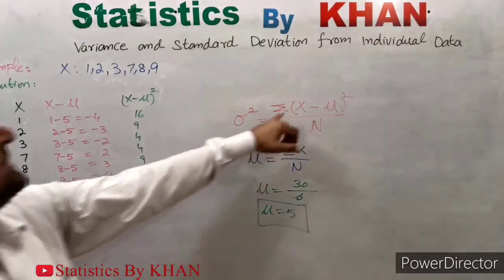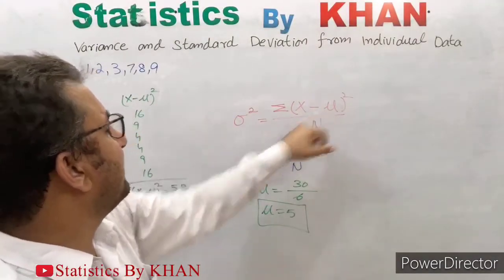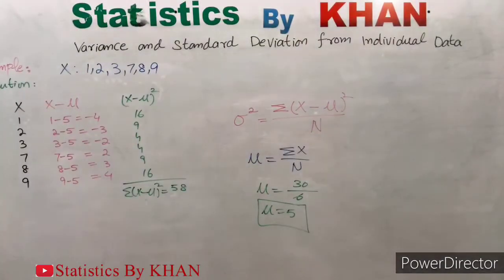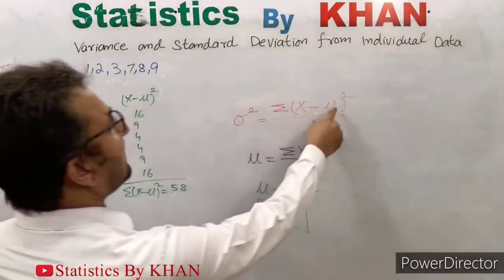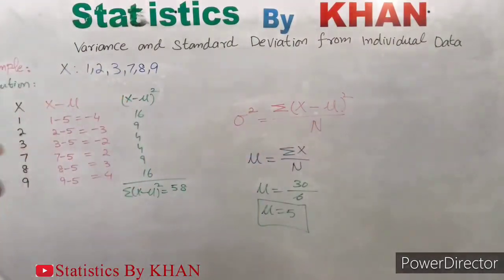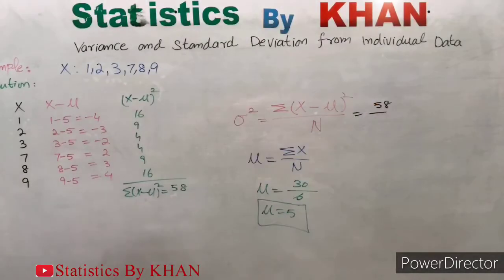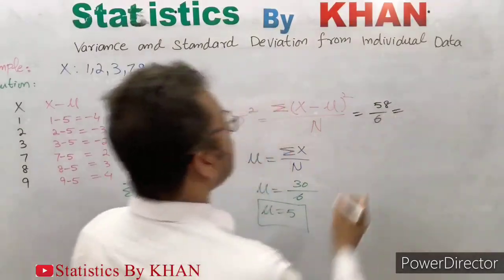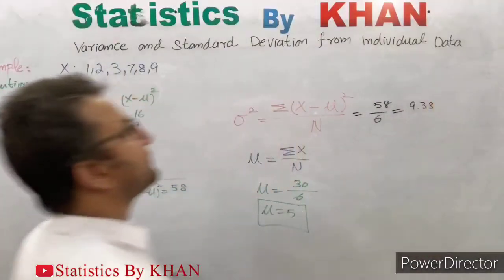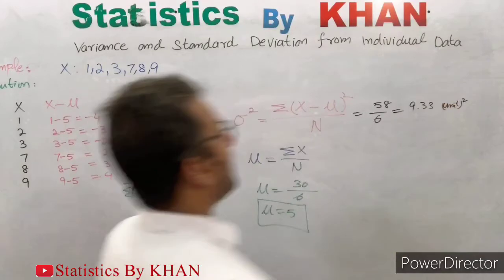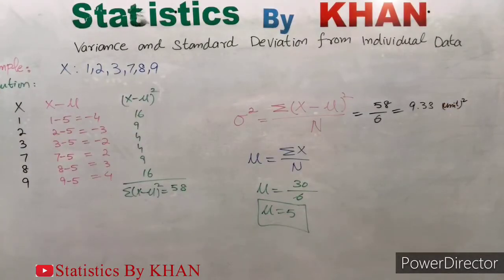Whatever is needed in the numerator of this formula, we have obtained. So now we will put 58 for summation (x minus mu) whole squared in this formula. In the denominator, n stands for the number of observations. In this case, the number of observations is 6. So we will put 6 over here. And if we simplify, we will get 9.33 unit squared as the answer. When we simplify 58 over 6, we get 9.33 unit squared.